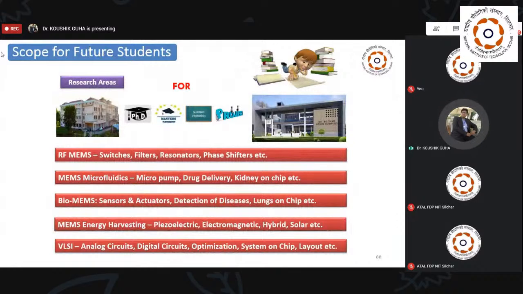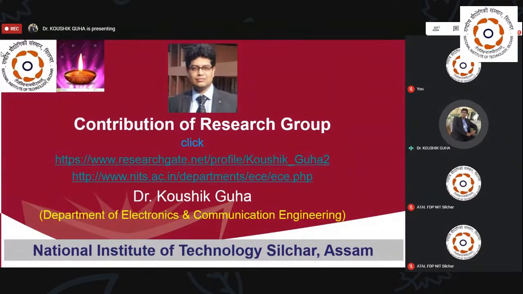And this is the scope for future students who are interested to work in my group. They can work on topics like MEMS microfluidics, MEMS switches or RF MEMS, BioMEMS, MEMS energy harvesting, and VLSI. We also work on analog circuits, digital circuits, and optimization systems. Those interested in my group's work in the MEMS field can refer to my ResearchGate profile or my institute profile, where all the papers are available.